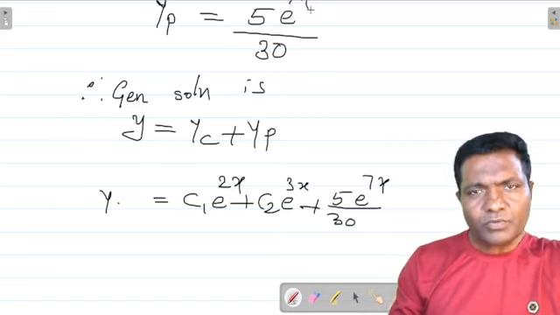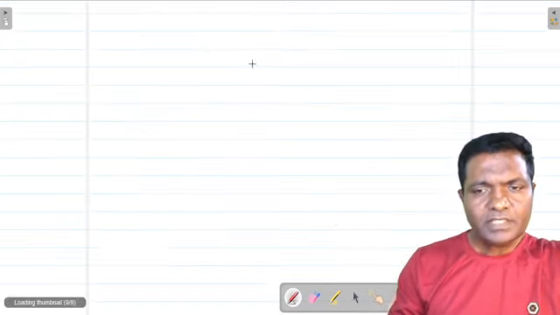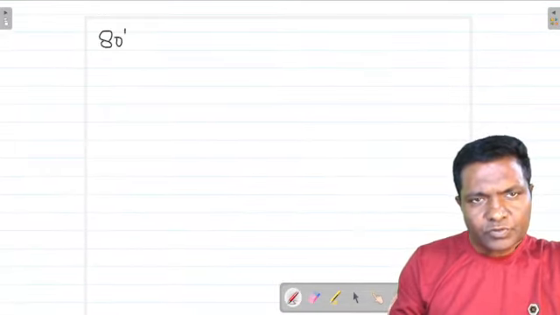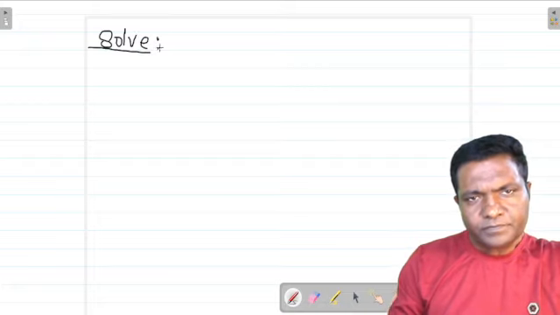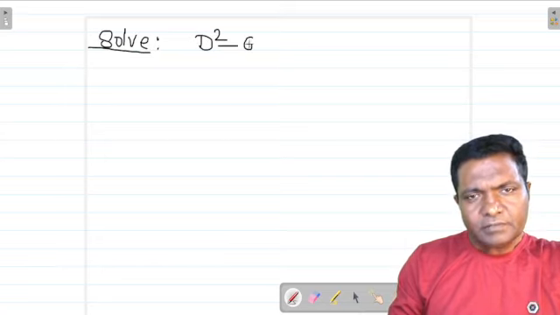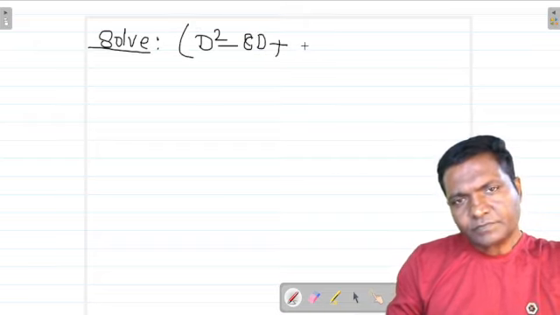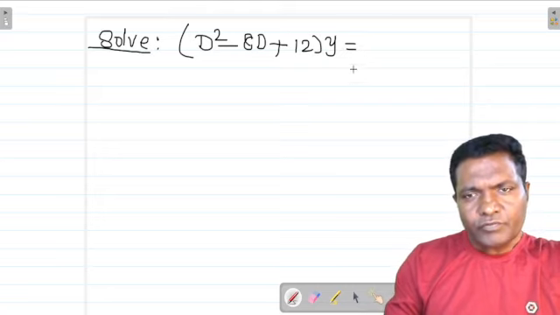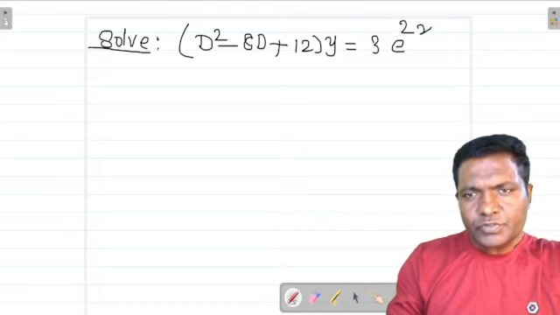Let us discuss one more problem. Look at this. Solve (D square minus 8D plus 12) y equal to 3 e power 2x.